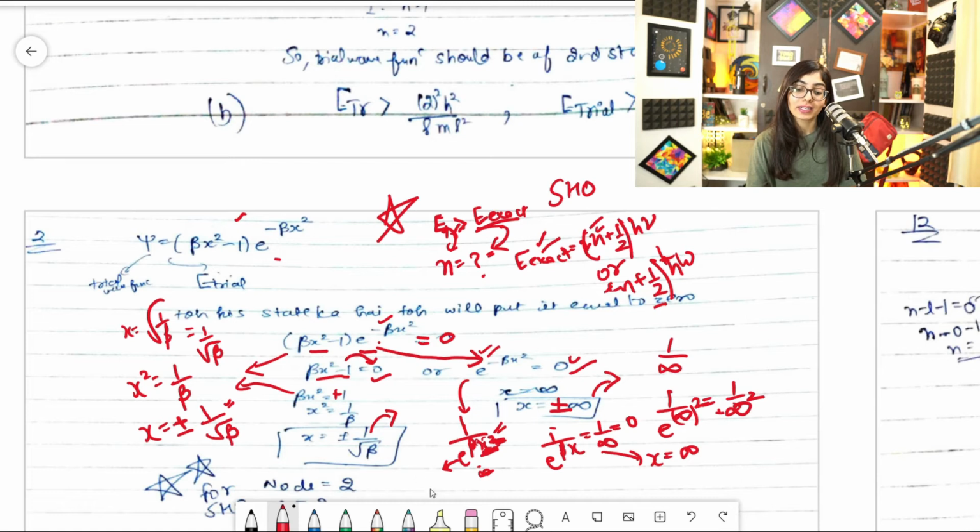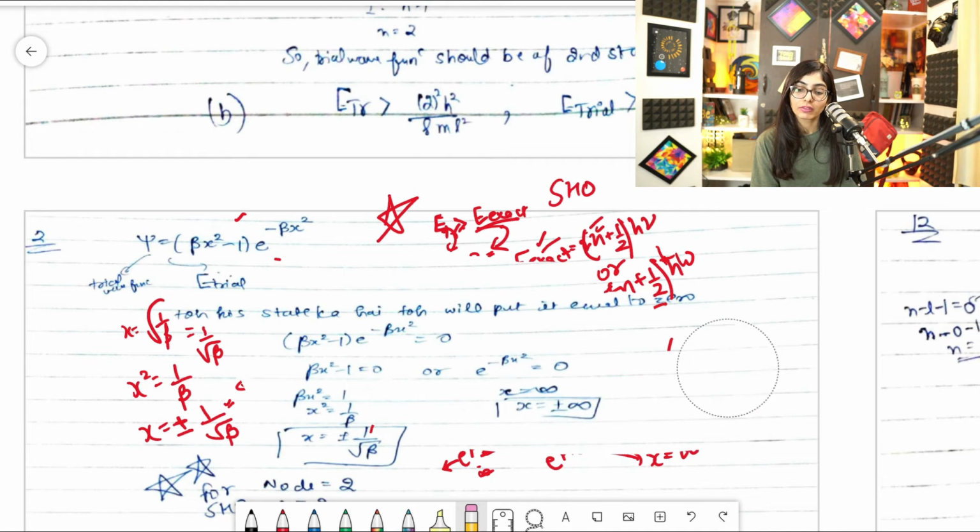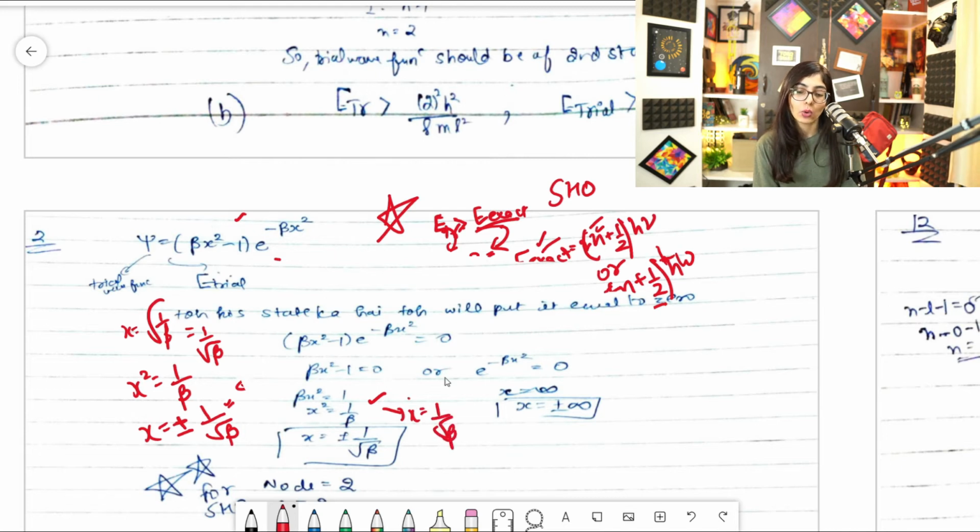But guys, pay attention over here. Before going further, I'll tell you the possible mistakes you can make here. One mistake: you put x square is equal to 1 by beta, so you put x is equal to 1 by root beta, and then instead of x is equal to plus minus infinity, you say that x is equal to infinity. So there are two nodes. Okay, according to that, luckily two nodes are there, and that is the final answer, but you'll be confused if there is a different case.